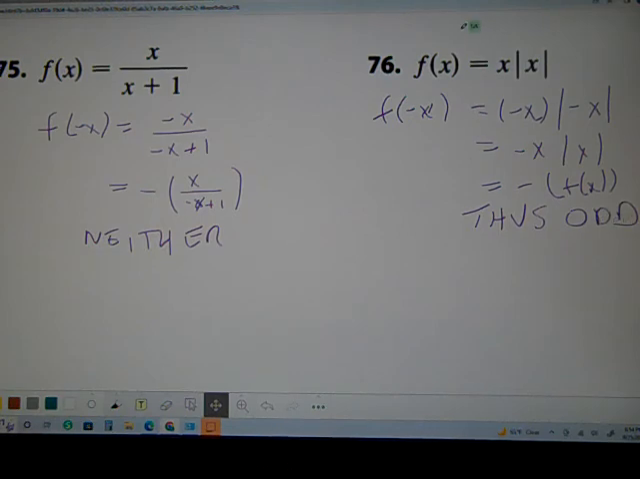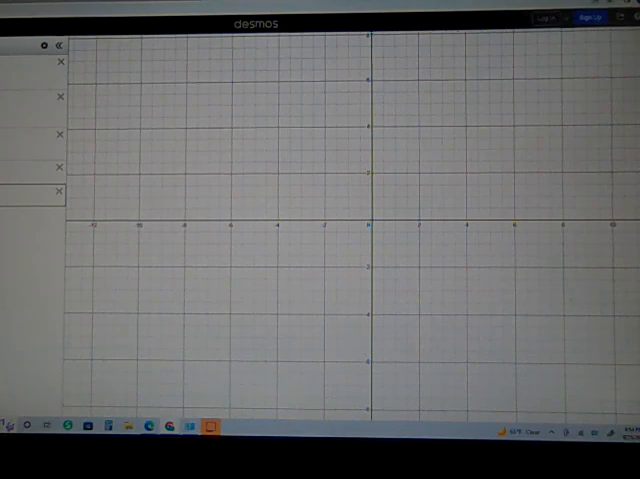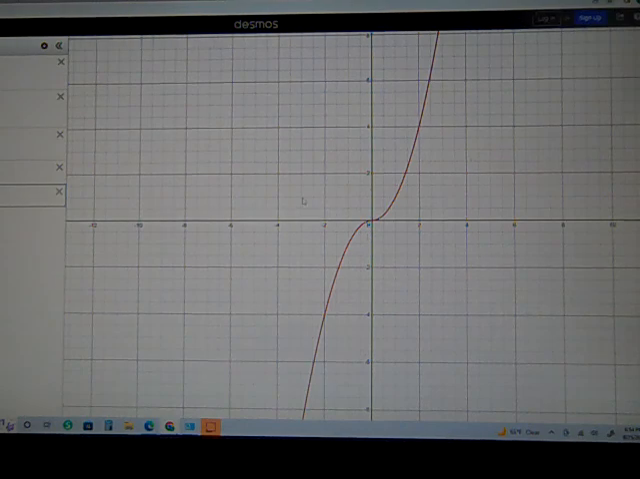And again, if I jump here and show this, and I have it as x times the absolute value of x here on Desmos, boom, again, you can see that this mirrors across a line, and it mirrors from the first to the third, or mirrors across the origin here. And again, this is an odd function.